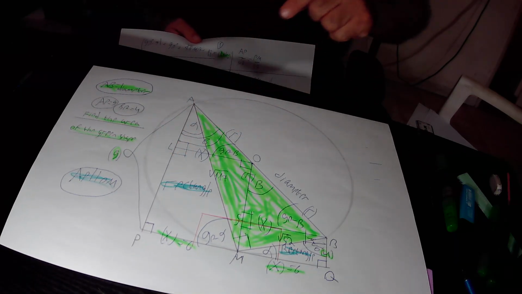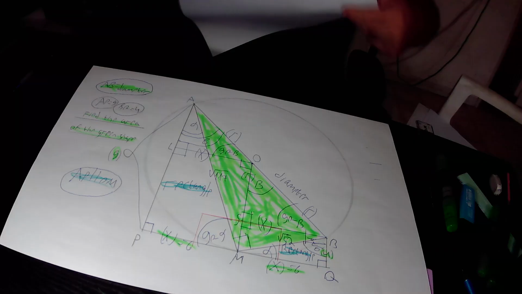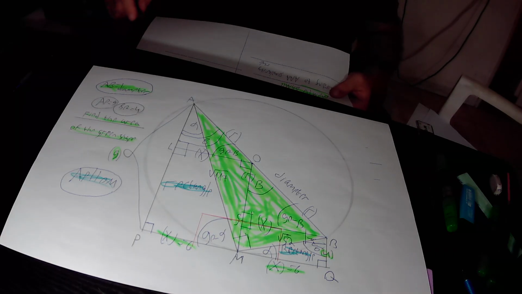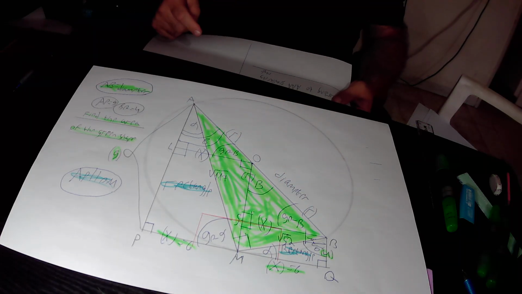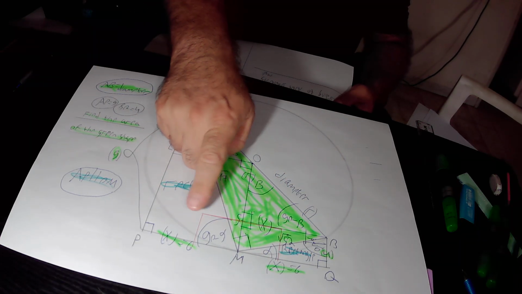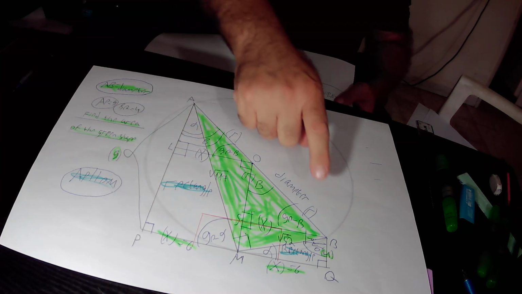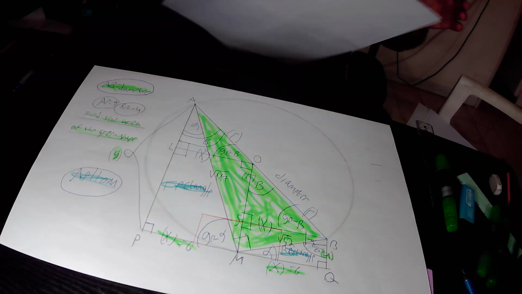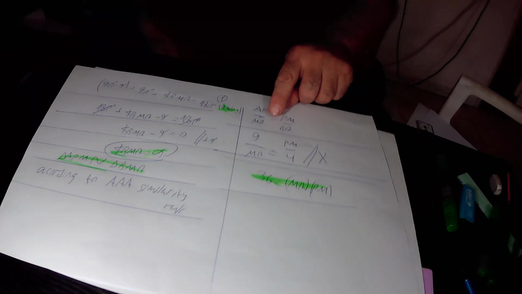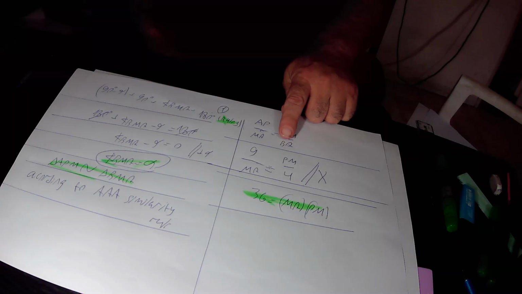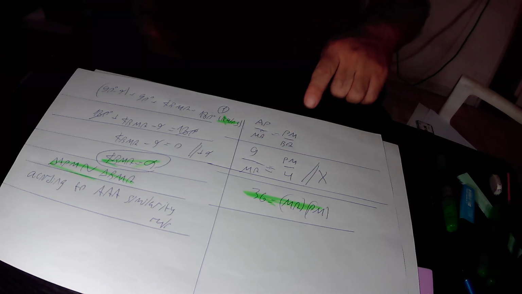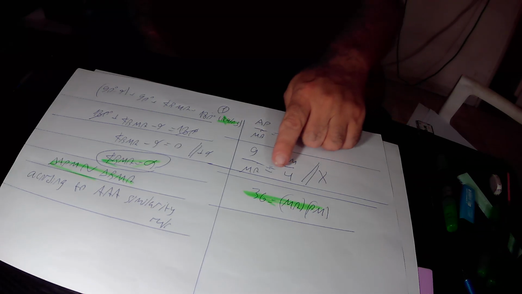AP is 9, over MQ. MQ is the missing side, so we leave it as it is. PM is the missing side, so leave it as it is, over BQ. BQ is 4. So we found that 9 over MQ equals PM over 4. Here we cross multiply this equation, and we find that 9 times 4 is 36, which equals MQ times PM. Again, 36 equals MQ times PM.